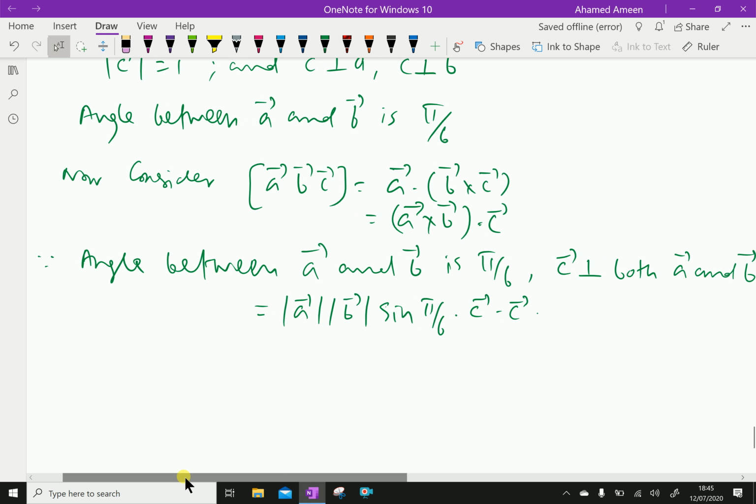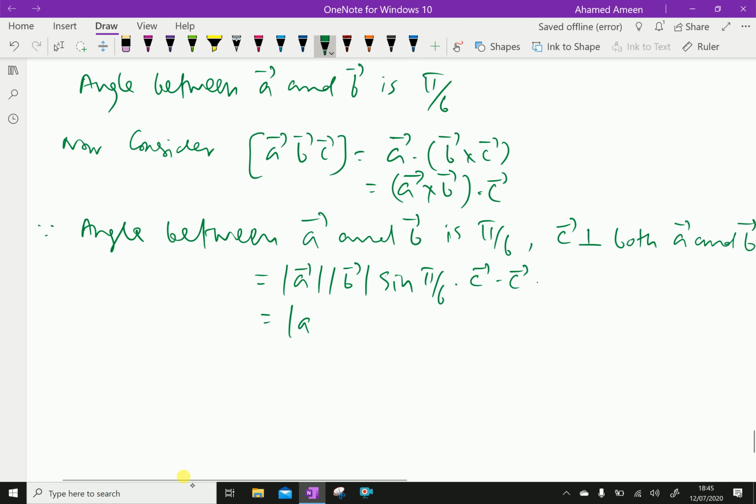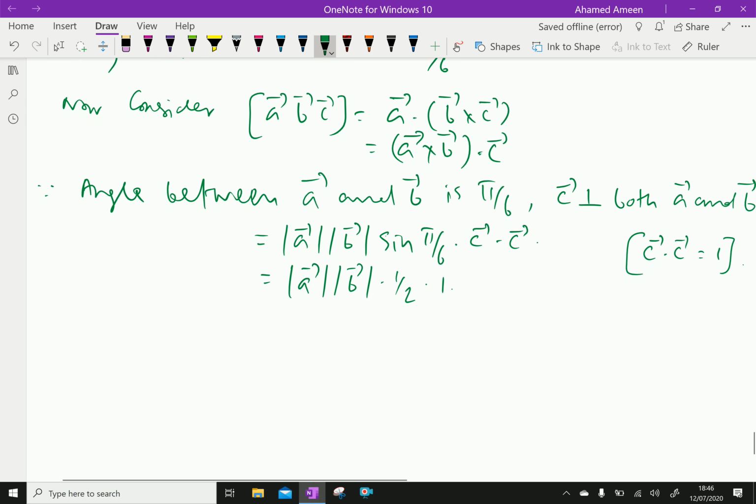Now, further put the values: modulus of vector a, modulus of vector b, sine pi by 6 is half, into vector c is a unit vector, so the modulus is 1. Since vector c dot vector c equal to 1, because the same vector dot product is the square of its modulus, which is 1.